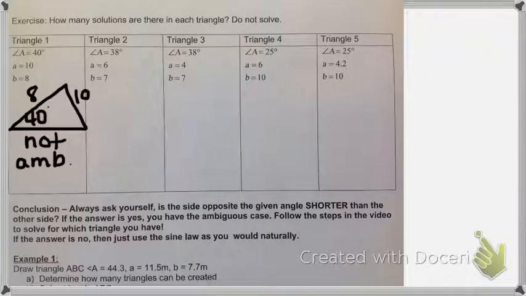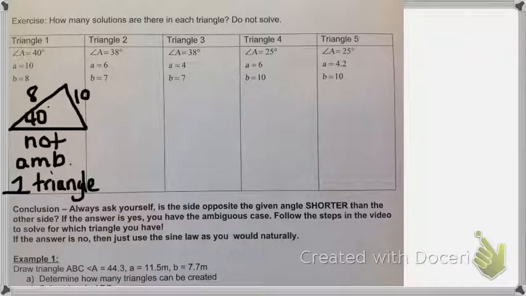I'm going to shorten that. So how many triangles do we have? Only one. Only one triangle. And we have to draw it this way. Now, I haven't drawn this to scale. On your sheet of paper, you can draw your triangle to scale since we know that it's not ambiguous. There's only one. Let's look at triangle 2.